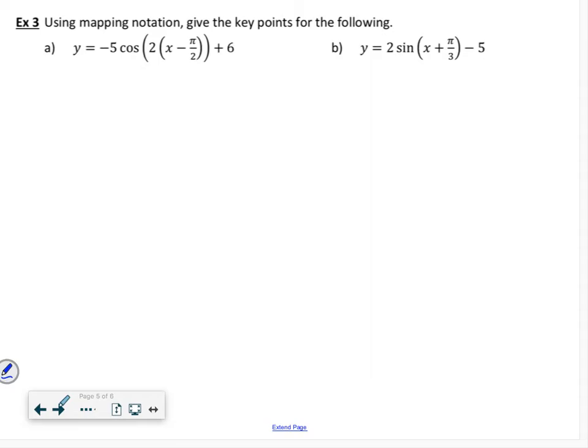Okay, the last one, using mapping notation, give me the key points for this. So the key points, the way we're going to use mapping notation: you've got the first point, last point, midpoint, quarter point, quarter point. Okay? I'll go through this in class with everybody. I don't think that it's something that I want to show you on the whiteboard here, but it's not that difficult. It's the same as what we've been doing before. Again, I'll go through it in class tomorrow. We have to take up a couple things and take up our tests, so we've got a few things to cover.